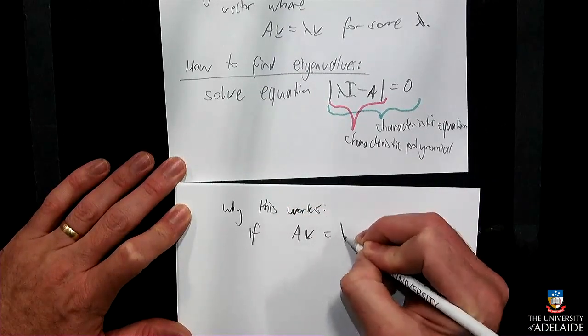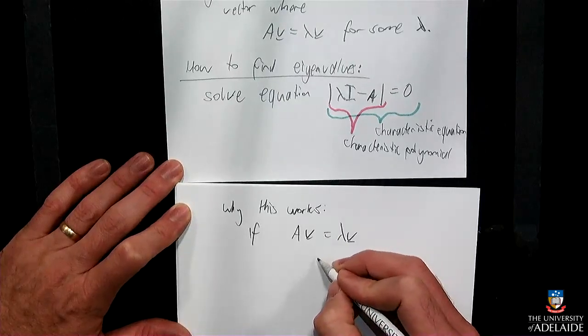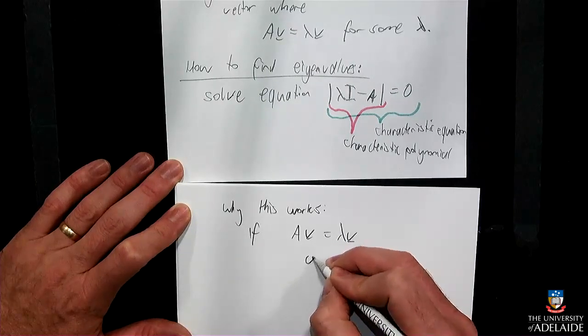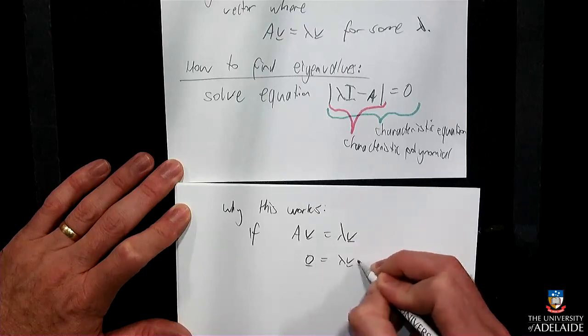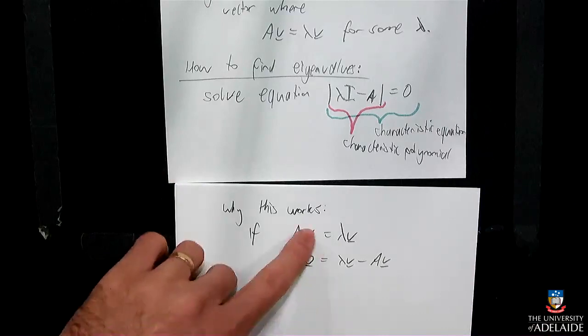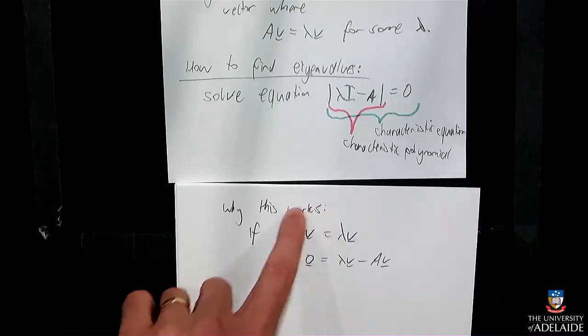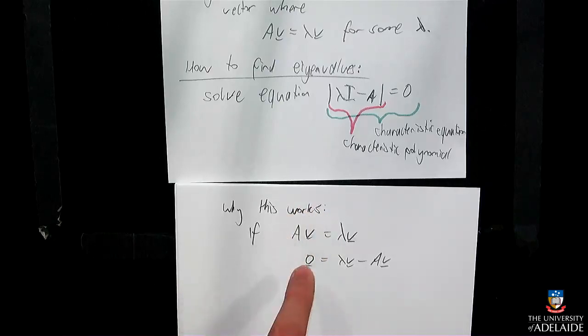If AV is equal to lambda V, then 0 is the same as lambda V minus AV. So what I've done is I've subtracted AV from both parts of this equation, and this is a vector. Matrix times vector is a vector. So this is a vector, and when you subtract a vector from itself, you get the 0 vector.